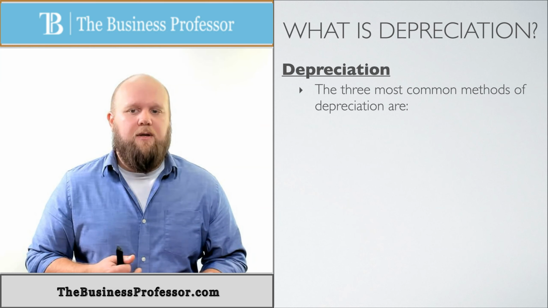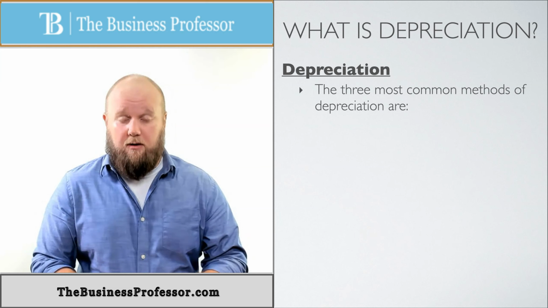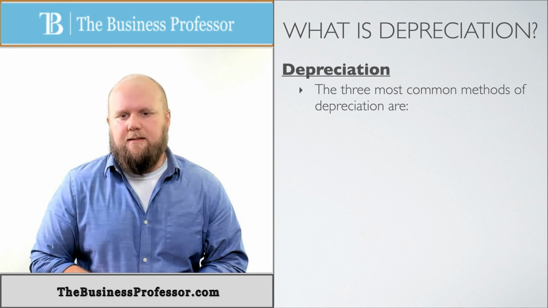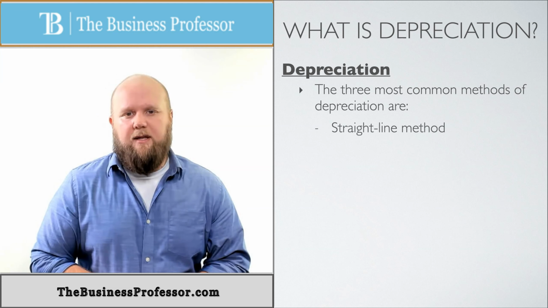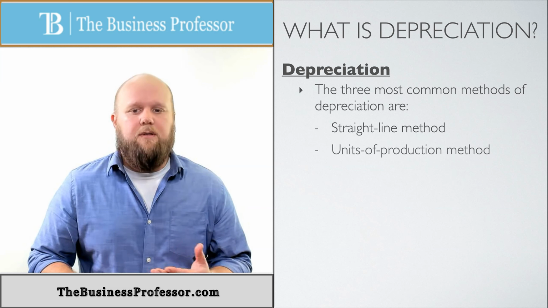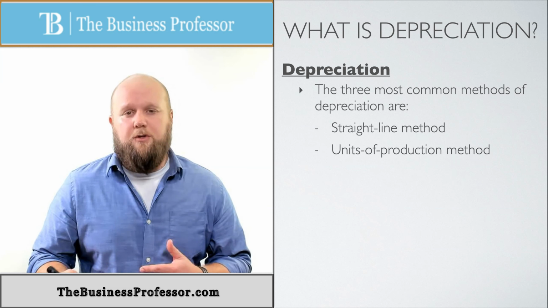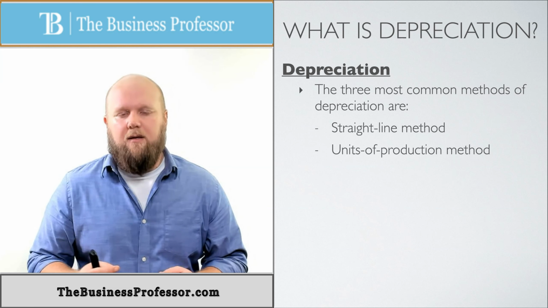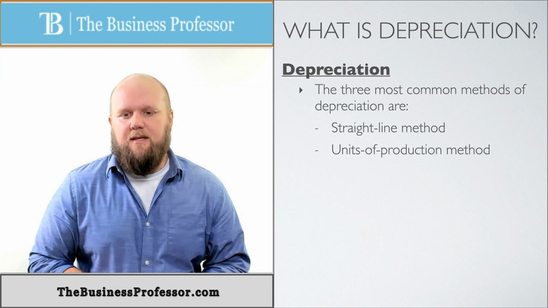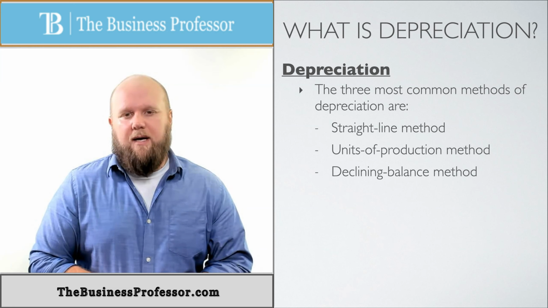These are the most common methods in terms of depreciation. There are other ones, but these are the three most common, especially in intro to financial accounting classes. The first one is the straight line method. As the name implies, it's straight across the board. The second one is the units of production method. Now we're going to use units to figure out the common denominator for how we're going to expense these things. And the third one is called the declining balance method.